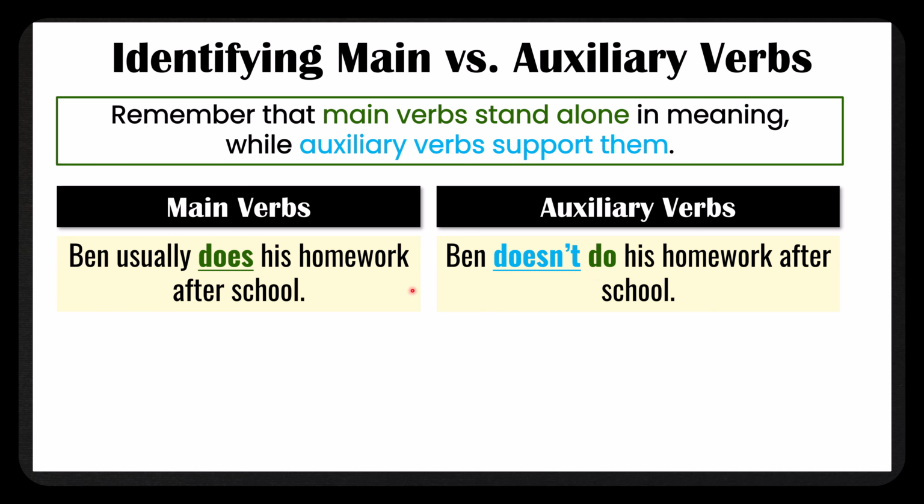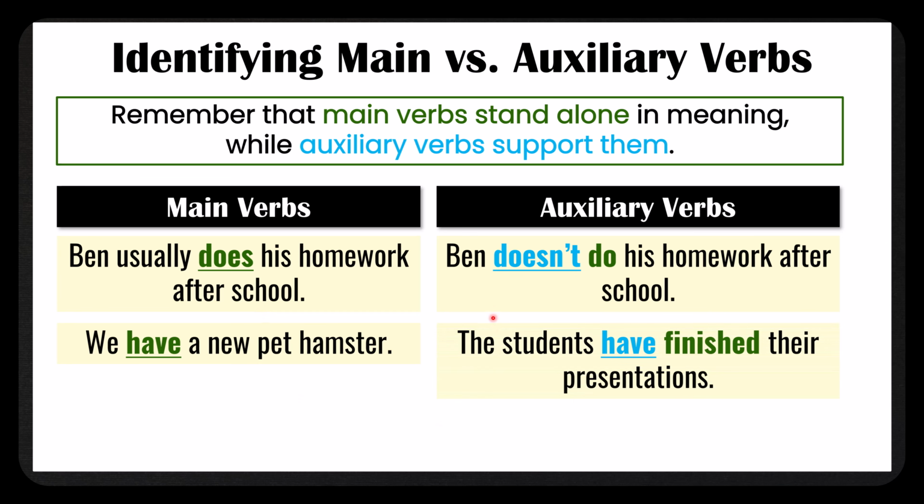So if you have difficulty, ask yourself, what is the main verb? And if there is no other verb, like in this first sentence here, you know it's the main verb. Here's another example. We have a new pet hamster. Have is a main verb because there is no other verb in this sentence.